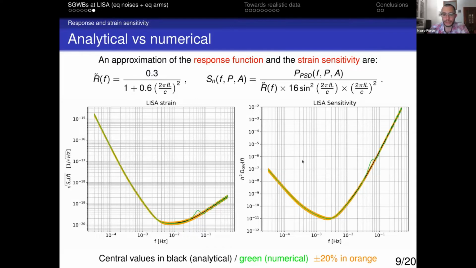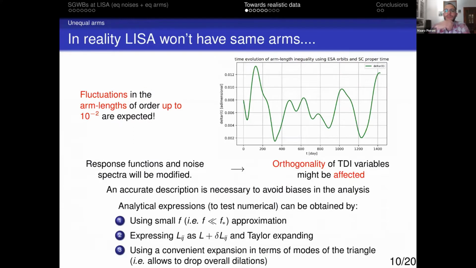In the right plot, on the other hand, I'm showing you again the noise, but this is going to be in omega units. So this is the sensitivity that cosmologists typically use. Okay, that's pretty much it for the equal arm case. Let's move on to more interesting things.